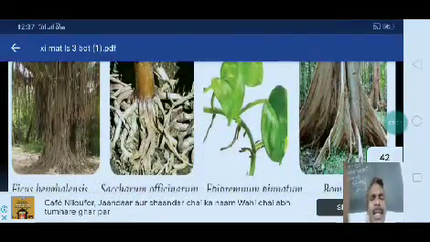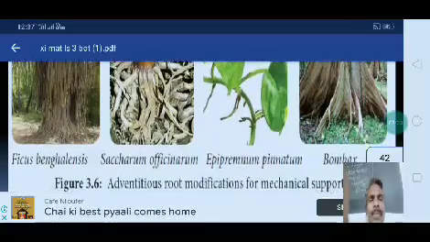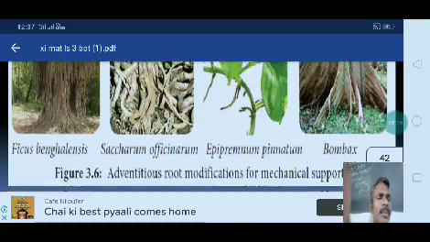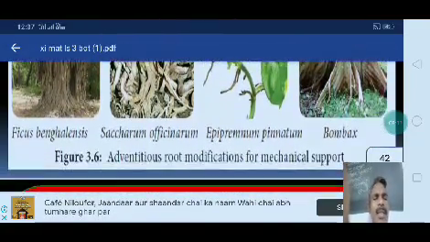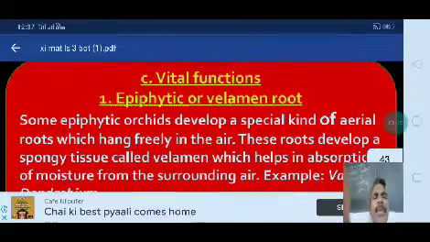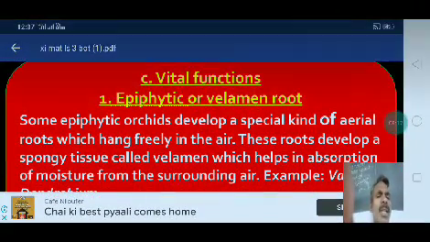Okay, you can see there is a prop root, Ficus benghalensis, Saccharum officinarum stilt root, and Epipremnum pinnatum, and Bombax. These come under the adventitious root modification of mechanical support. Then apart from this, there are some vital functions also.